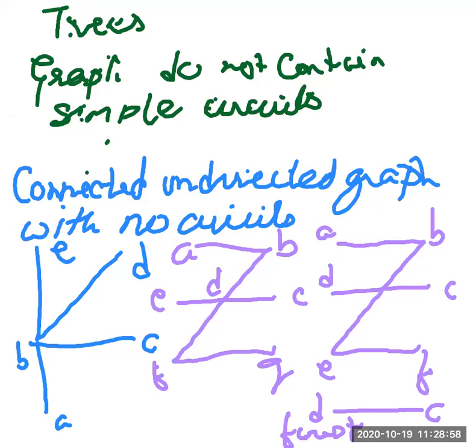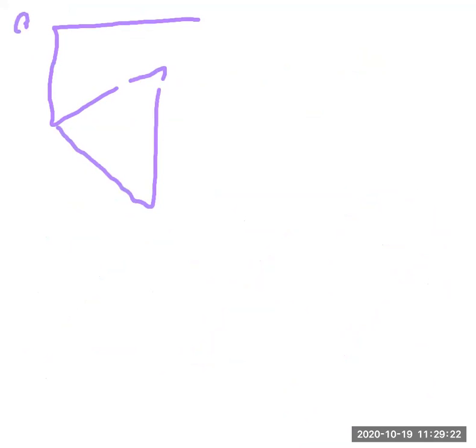If the graph has a circuit, it is not a tree. For example, let us say A, B, C, D, and E. There is a circuit in the graph, and so this is not a tree. Let's move on further.